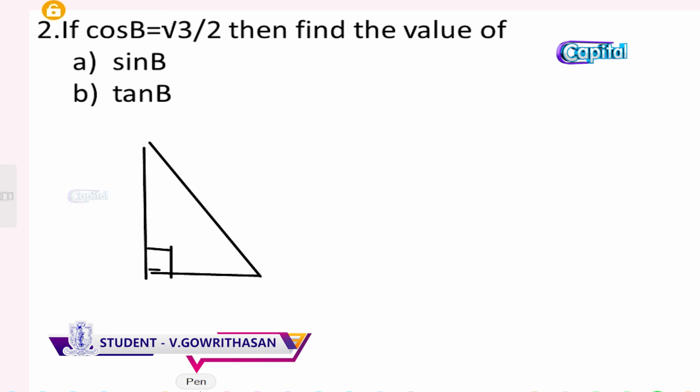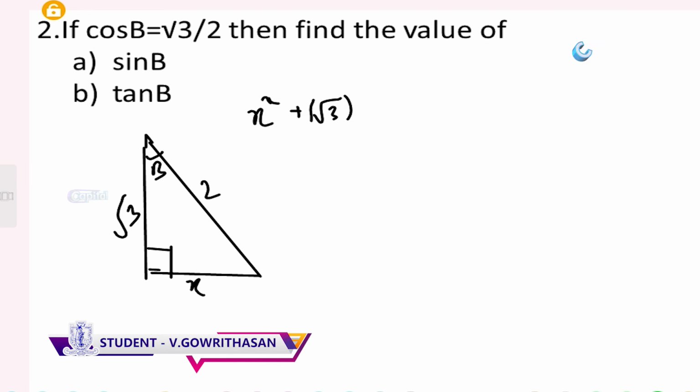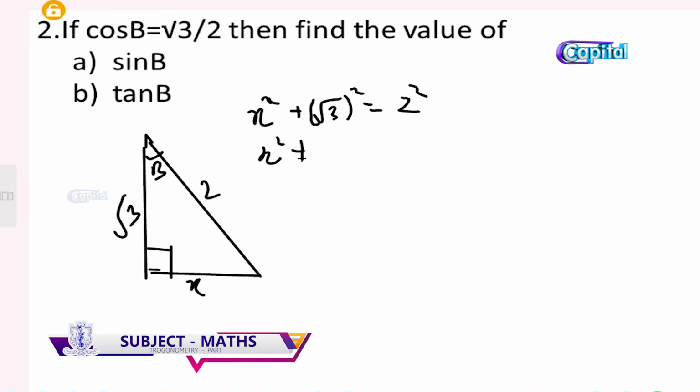Then mark the information given. Let us take this angle as B. Cos B is equal to adjacent side by hypotenuse, adjacent side root 3 and the hypotenuse 2. Using Pythagoras theorem, we can find this side length. Let us take this side length as x. x square plus root 3 square is equal to 2 square. Therefore, x square plus 3 is equal to 4. x square is equal to 1. Therefore, x equals 1 centimeter, so this side is equal to 1 centimeter.